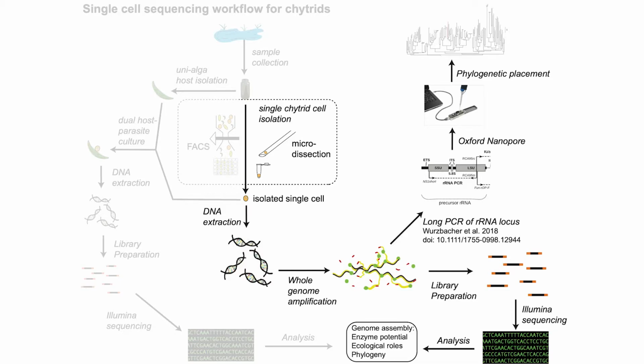In addition, the genome of the single cell can be sequenced by fragmentation, library preparation, and Illumina sequencing. With the genome in hand, different bioinformatics analyses can reveal much about the ecology and evolution of the organism. Alternatively, the single cell can be used to help establish a dual host parasite culture, which we will talk about next.